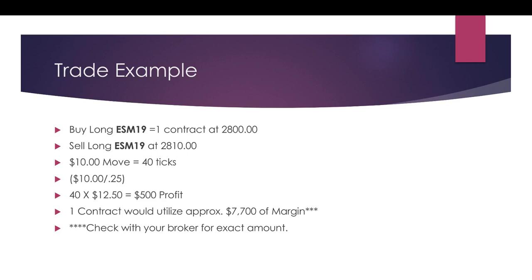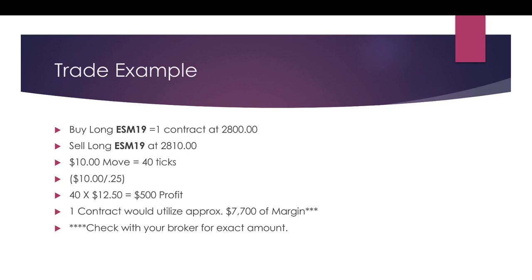Here's a trade example. If I want to buy ES long, let's say I want to buy the current contract, I would buy ESM 19 to buy it long to open, one contract at $2,800, and then to sell it, let's say it goes up $10, then I would sell long, sell to close ESM 19 at $2,810. That's a $10 move. That equals 40 ticks.